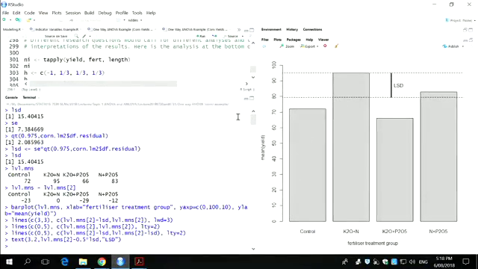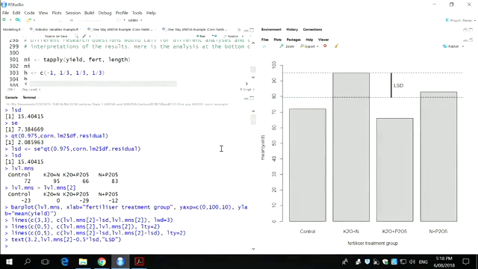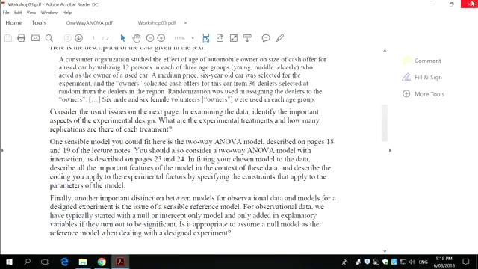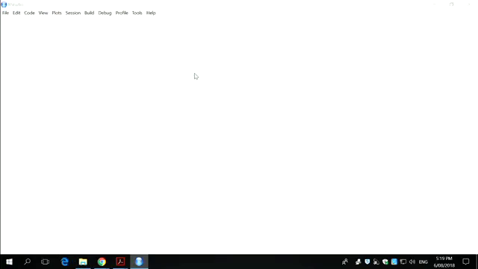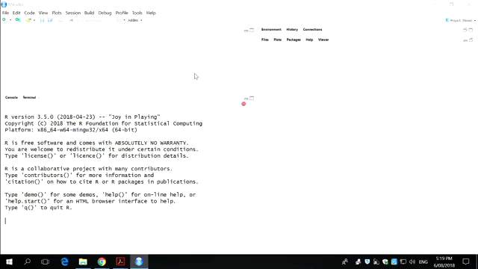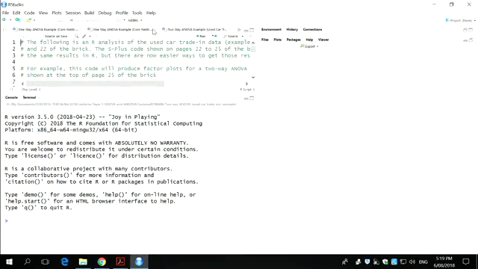This is supposed to be a workshop, not the other way around. So, close that down. Open up a brand new workspace. A bit of housekeeping.